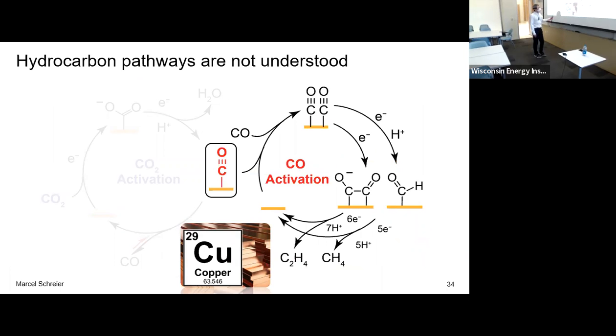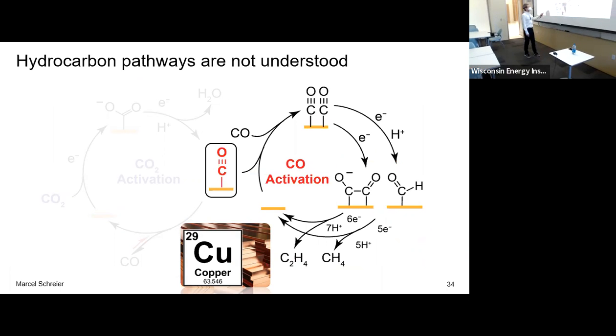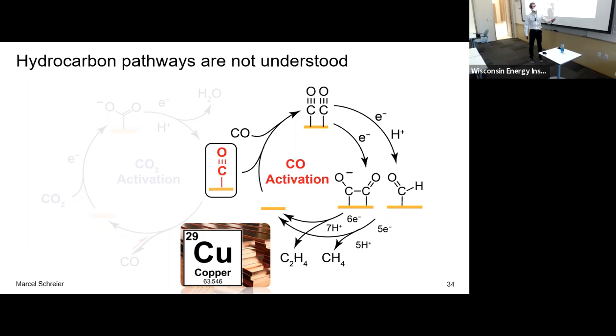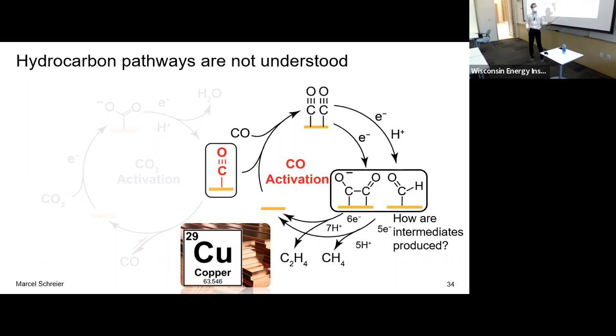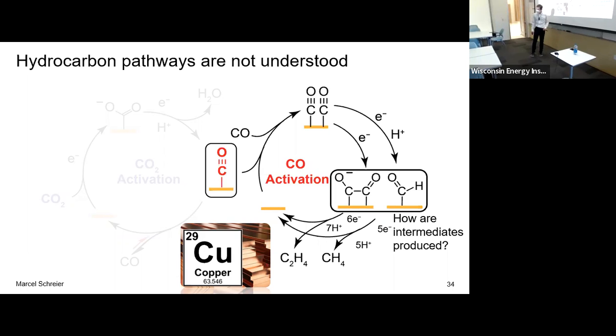When we look at the catalytic cycles that take CO to ethylene and methane, as they occur on copper catalysts and only on copper catalysts, we can see that we already know from previous literature what kind of intermediates are involved in the production of ethylene and in the production of methane. But what we do not know is how these intermediates are being produced. But it is knowing how these intermediates are being produced that allows us to control the selectivity between the different products. So how do we generate insight?